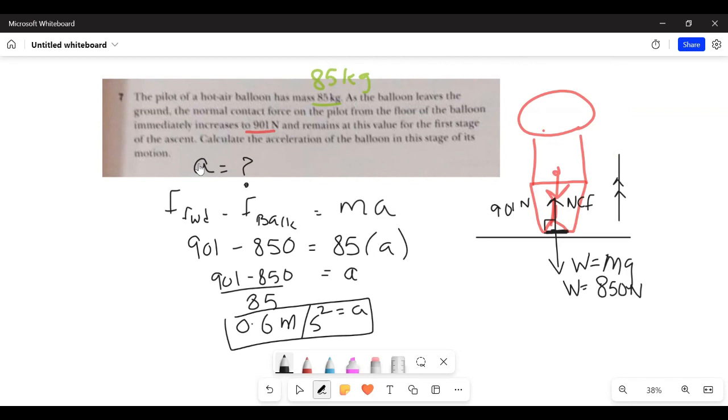So you had to use forward minus backward force equals ma. Forward force is the force in the direction of motion, which in this case is going to be 901 newtons, the normal contact force. Backward force is the force against the direction of motion, which in this case will be the weight, 850 newtons, equals ma. It was a pretty straightforward question.